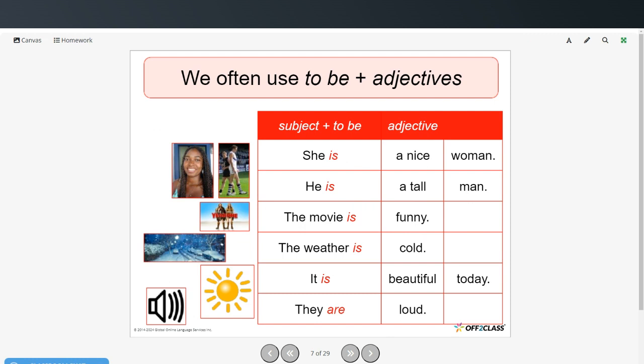All right, we often use to be with adjectives. So the subject plus to be plus the adjective and then the object if we have one. So she is a nice woman. He is a tall man. The movie is funny. The weather is cold. It is beautiful today. And they are loud.